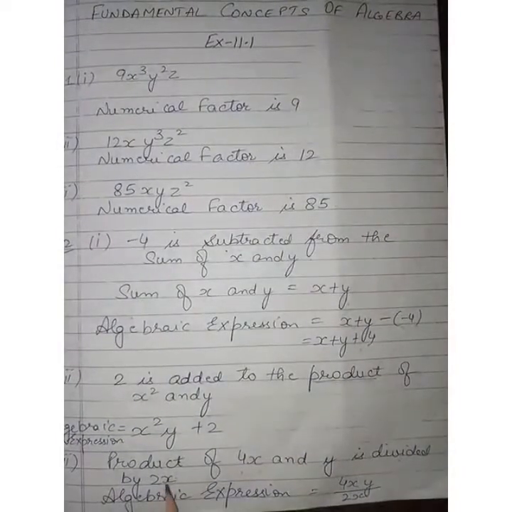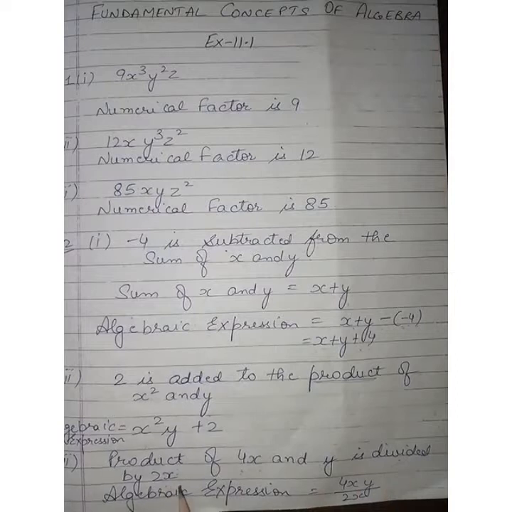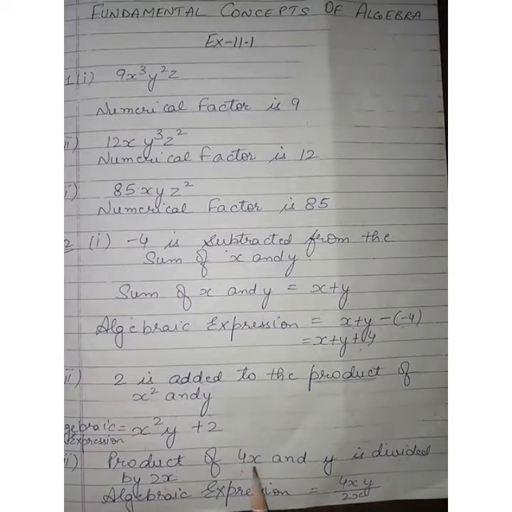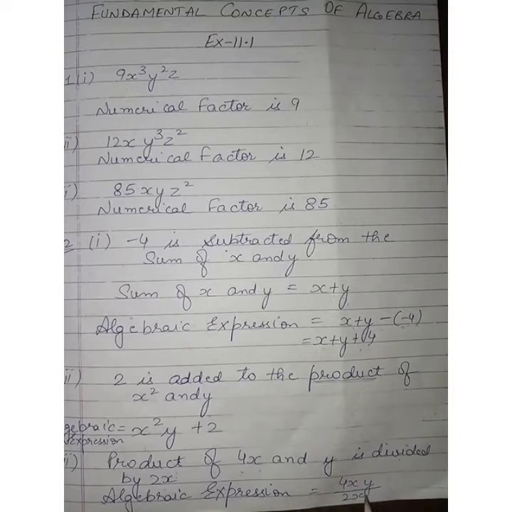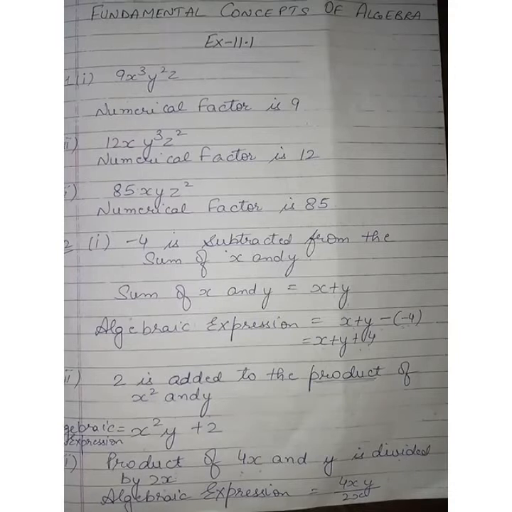Now third part is product of 4x and y is divided by 2x. First we will multiply 4x and y and we got the answer 4xy and then divide it by 2x. So your algebraic expression is 4xy divided by 2x. Now move to fourth part.